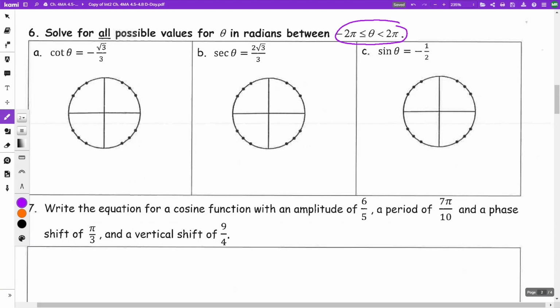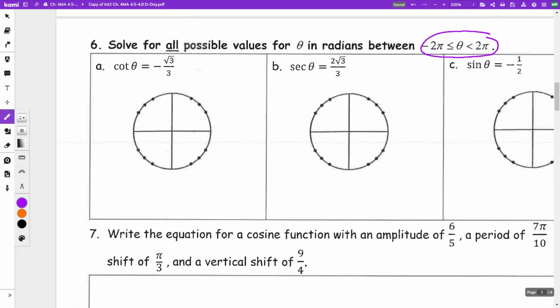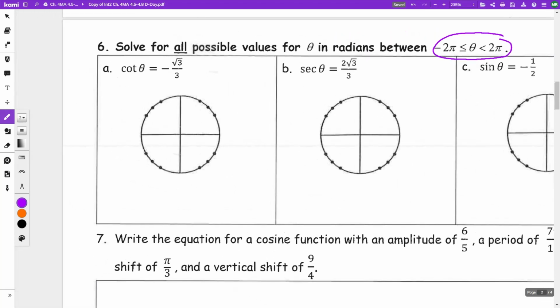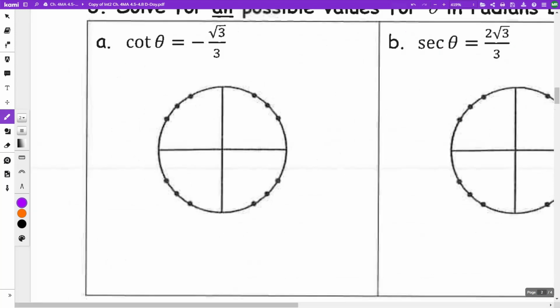So when I'm doing these problems, and we want to give them as radians, I'm going to try to think about where is my cotangent negative? So my cotangent is negative in this quadrant here and this quadrant here. And I'm trying to figure out where my cotangent is a negative root 3 over 3.